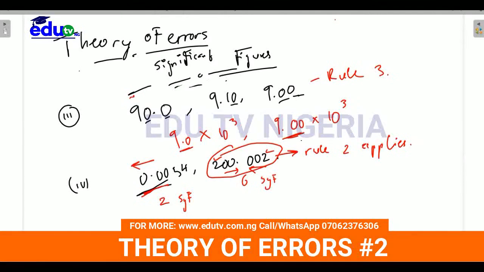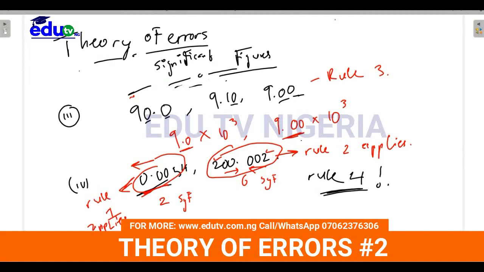Now in this one, rule 1 applies. All these are significant except zeros at the beginning of the number. Rule 2 is zeros between non-zero digits are significant. Rule 3 says terminal zeros ending at the right of the decimal point are significant. So you can also say rule 4 is the combination of rule 2, rule 1, and rule 3. Rule 4: terminal zeros ending to the left of the decimal point may or may not be significant. This ends to the left, but these zeros are between non-zero digits, so they are significant.